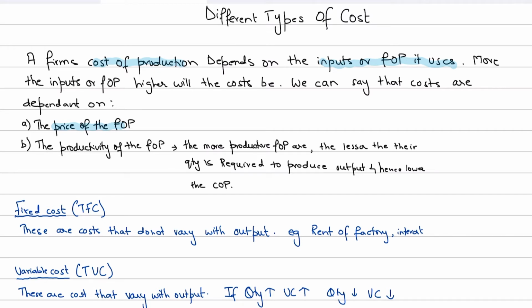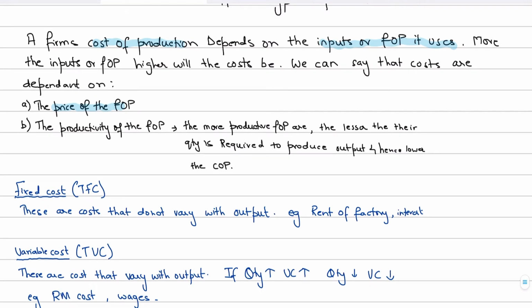would be the cost. But it also depends upon the productivity of the factors of production, because the productivity of the factors of production would actually determine the quantity of the factors of production the business has to use. Because the more productive the factors of production are, the lesser would be the quantity required.